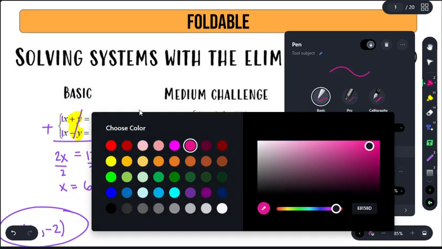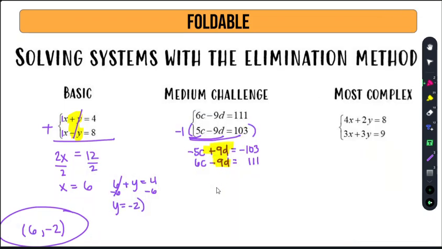Just change colors so you can see this a little bit more clearly. When I add vertically, -5c and 6c is 1c. My opposites are going to cancel out. -103 and 111 is 8. So again, that's my C value. This one's a little bit different because we're used to seeing X and Y. So I could leave my answer as just C equals and then D equals.